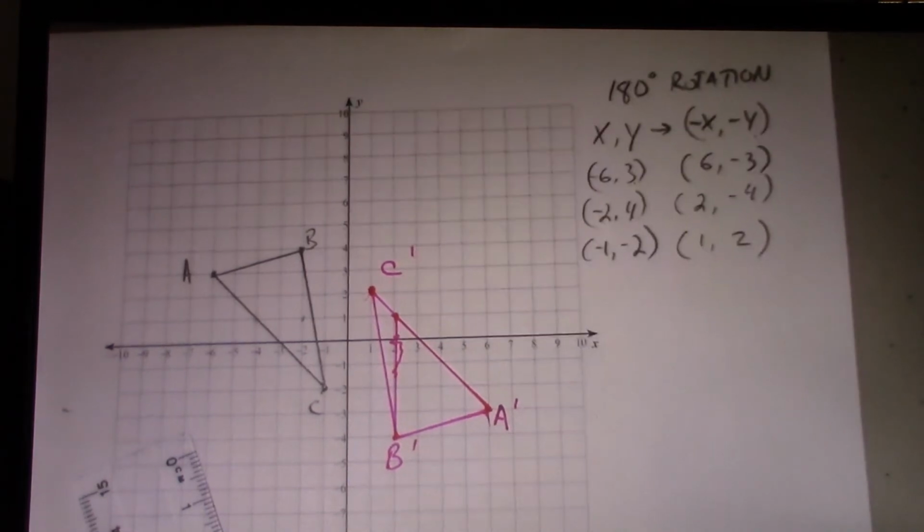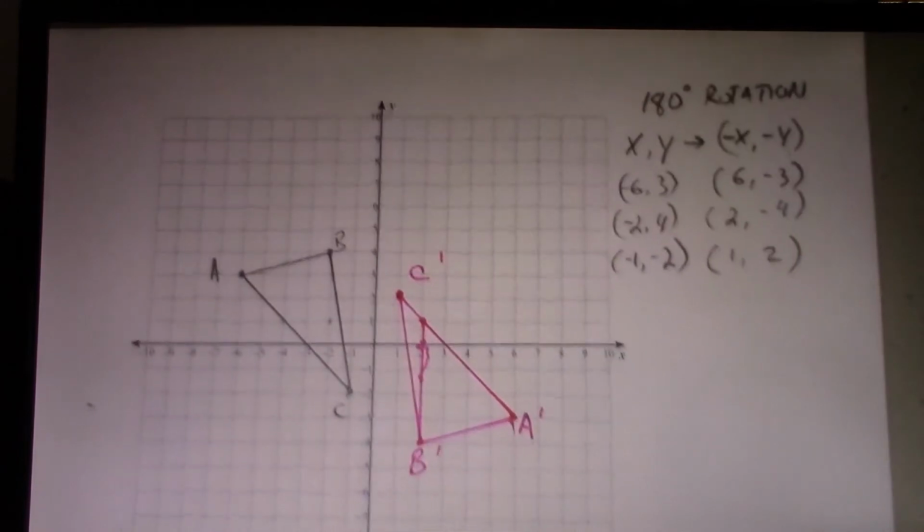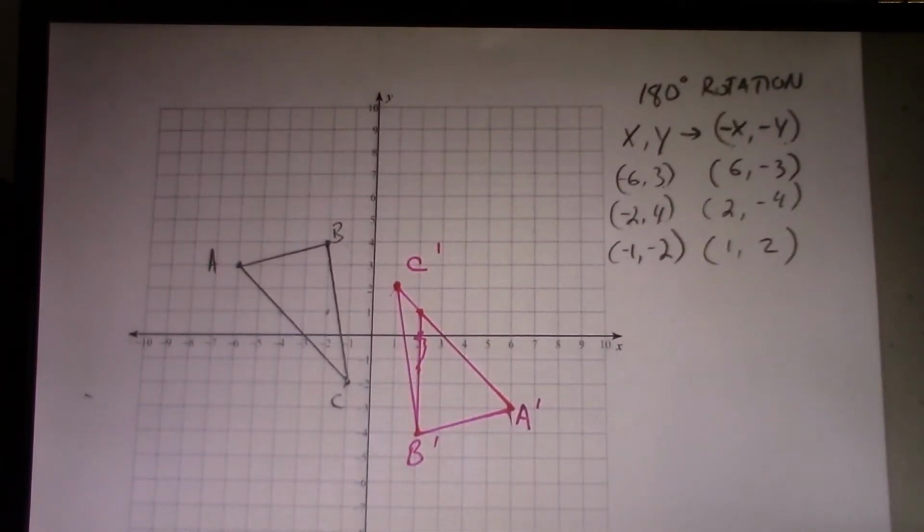Okay, so that's the 180 degree rotation. Now I'm going to show you a little trick here that we haven't done. It's a really neat little thing that you can do. I'll use maybe this light blue to show you. If I connect the points from the pre-image and the image through the origin, watch what happens.